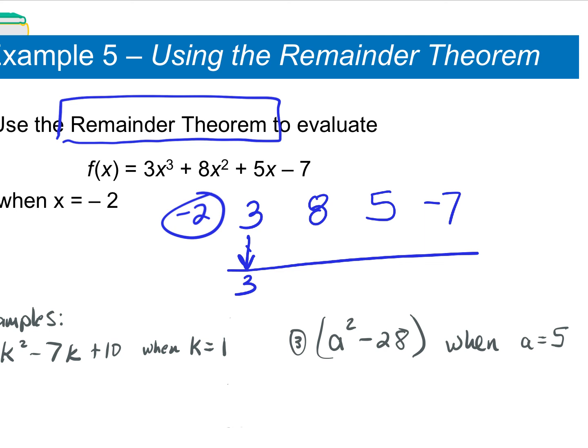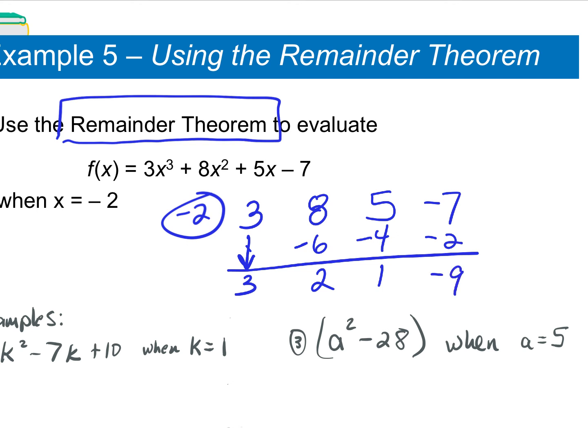So 3 times negative 2 is negative 6. Then we add down. What's 8 plus negative 6? 2. 2 times negative 2 is negative 4. 5 plus negative 4 is 1. 1 times negative 2 is negative 2. And negative 7 and negative 2 is negative 9.